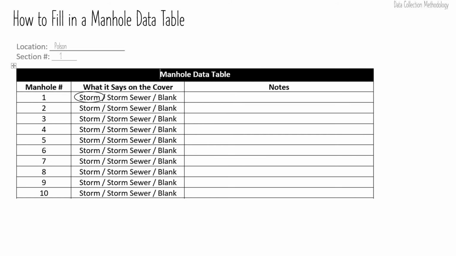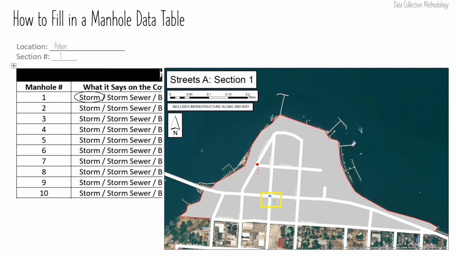Any manhole that says sanitary sewer on the cover you can ignore. For simplicity, we're going to assume that all of the covers are accurate. You'll want to use the blue Sharpie to mark the location and number of each manhole according to the manhole number listed in the table.